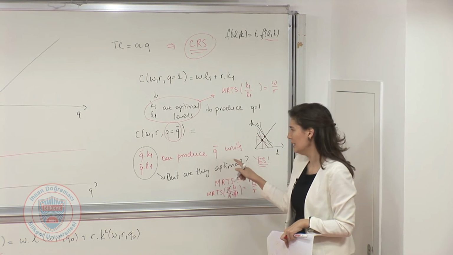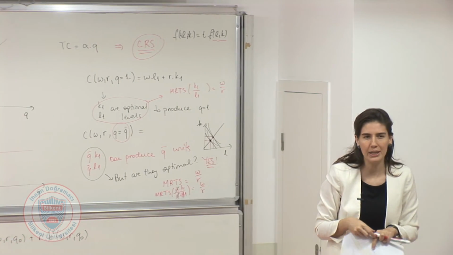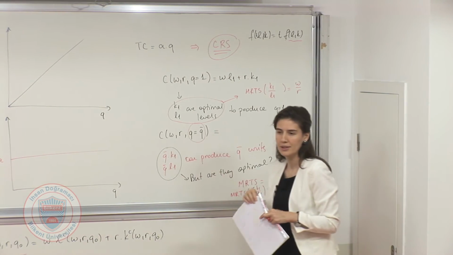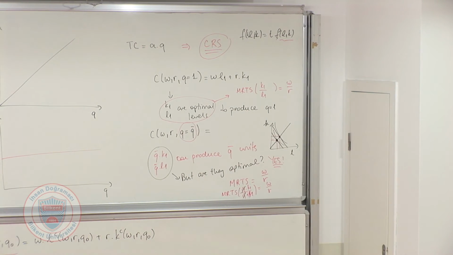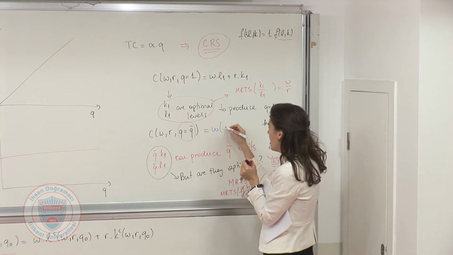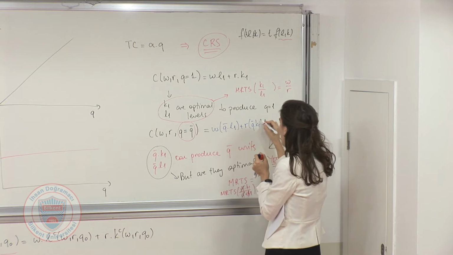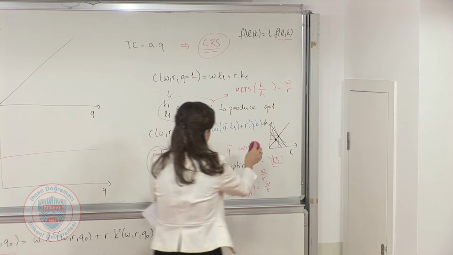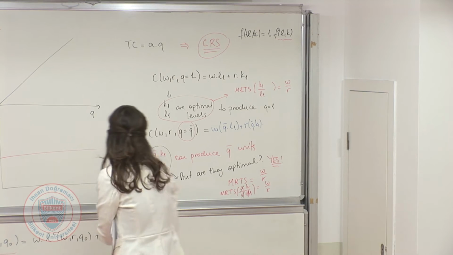So they are optimal, and therefore, what is the new cost? If the new optimal points in order to produce Q bar are Q bar times K1 and Q bar times L1, what is the cost? It's wage times Q bar times L1, plus R times Q bar times K1. So this is basically the case. Now what happened?